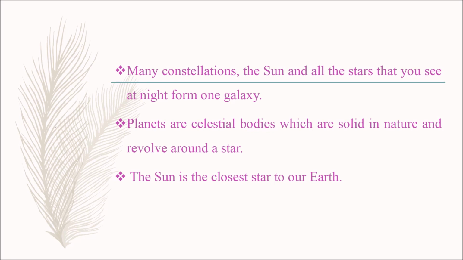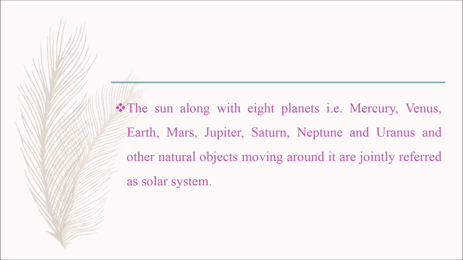Next, let's see about planets. Planets are celestial bodies which are solid in nature and revolve around a star. Then the sun is the closest star to our earth. Here closest means nearest. The sun along with 8 planets, that is Mercury, Venus, Earth, Mars, Jupiter, Saturn, Neptune and Uranus and other natural objects moving around it are jointly referred as solar system.